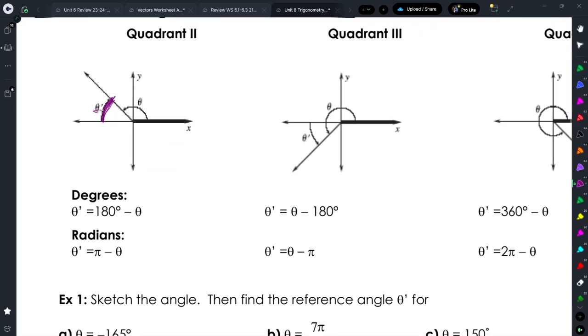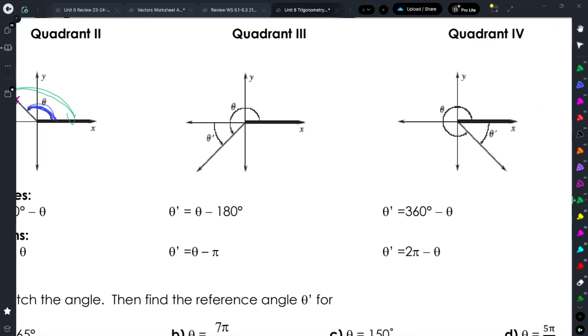So if you think about it, if you have a half circle, which is 180 degrees, and I subtract my original angle, that gives you the reference angle. And that's where these formulas come from. 180 minus theta and pi minus theta. Those will give you the reference angle.